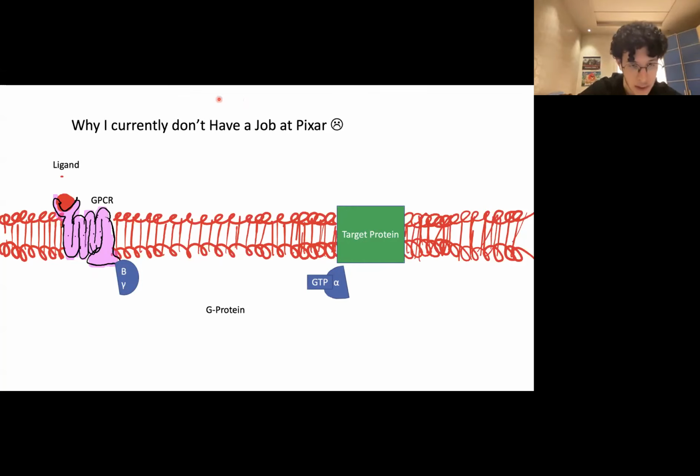What does sequestered mean? Again, sequestered, think about it as just the word sent, okay? So sequester, you send the alpha and the GTP to the target protein.